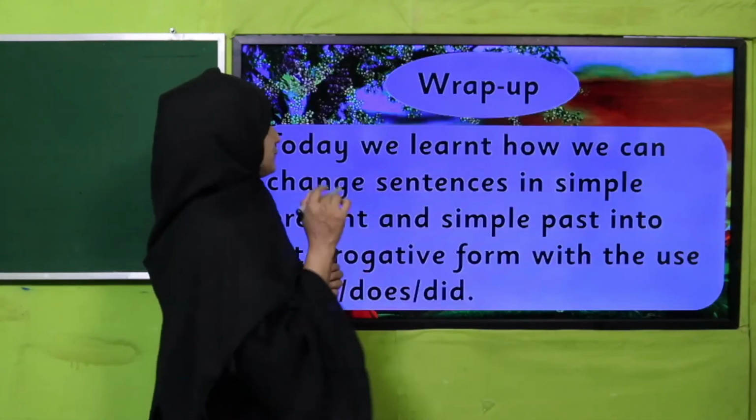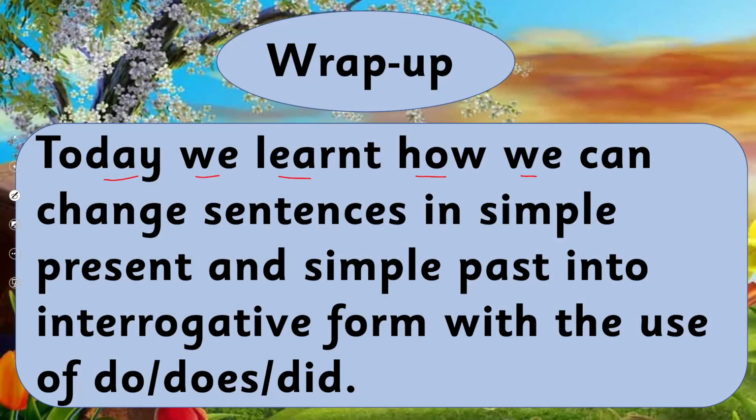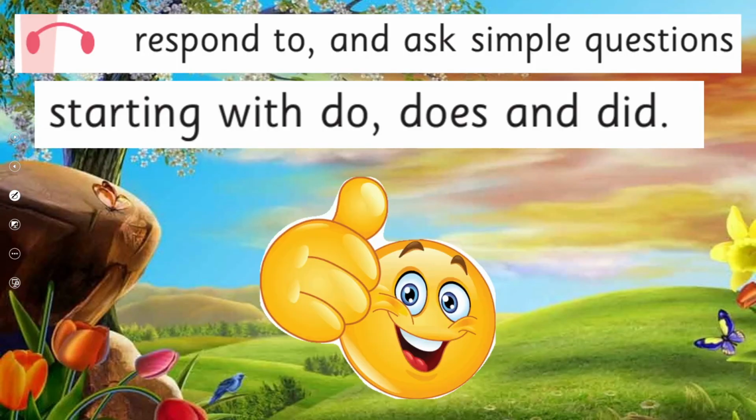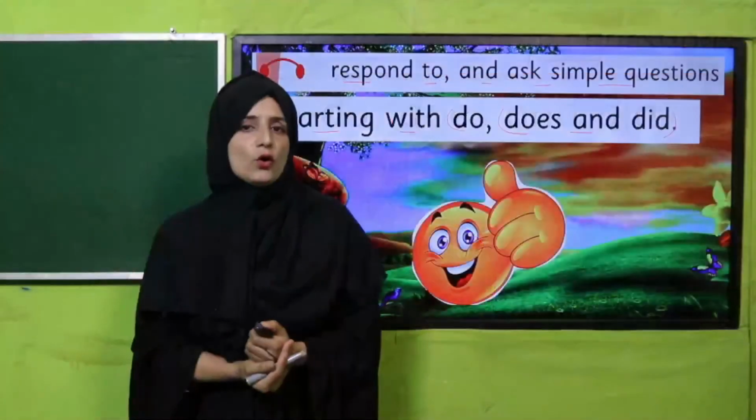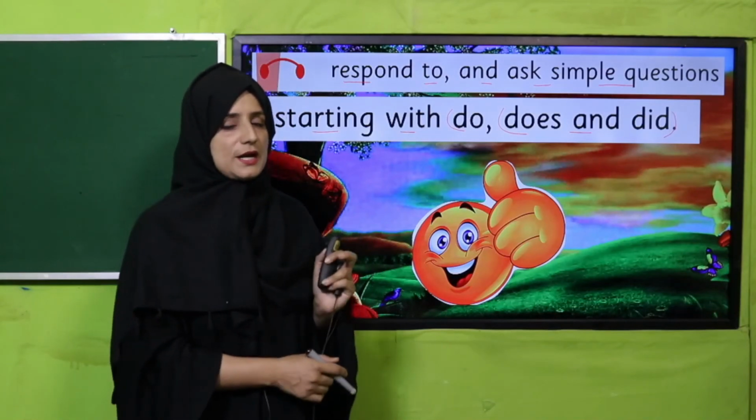So what have we covered today? Today we learned how we can change sentences in simple present and simple past into interrogative form with the use of do, does and did. And in this way we have covered our SLO: respond to and ask simple questions starting with do, does and did.